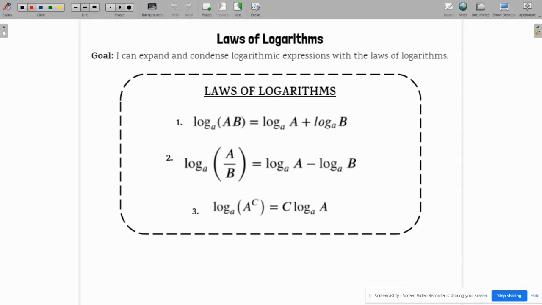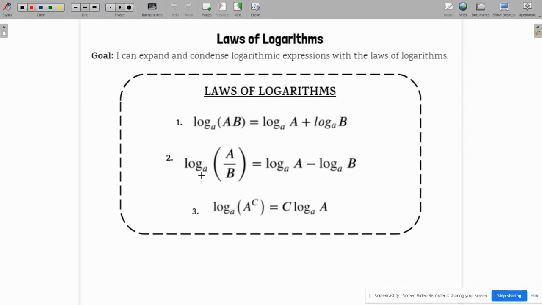If you have a log base a of a product AB, then that is equal to the log base a of the first factor of the product, A, plus log base a of the second factor, B. And you can go backwards as well. If you start off with two logs of the same base being added together, then that is the log of the product of those two things that you were originally taking the logarithm of.